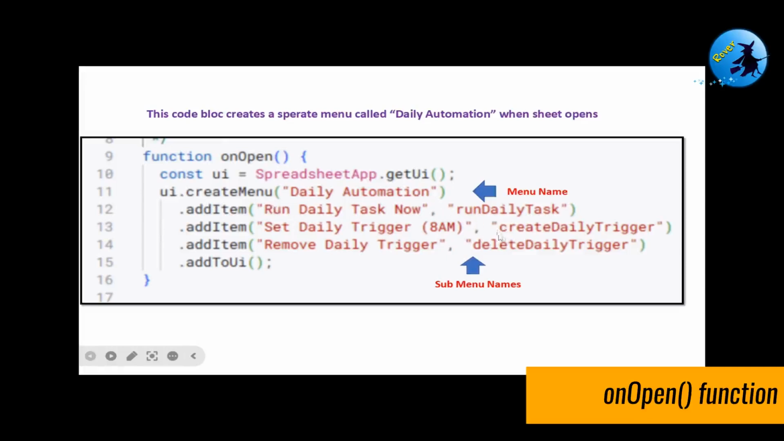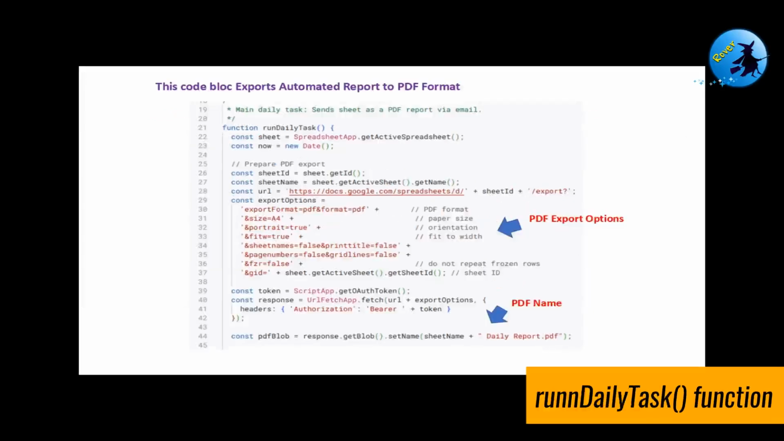Sub menus. What are they? Run daily task, create daily trigger, delete daily trigger. So these things will automatically be created inside your main menu. Okay, and what happens from this code block? This code block exports the automated report to PDF format.